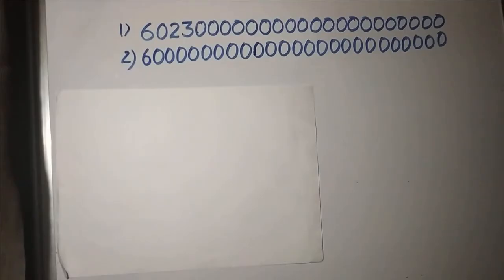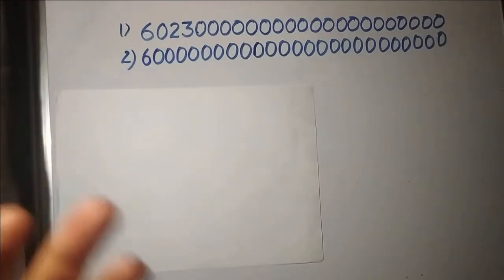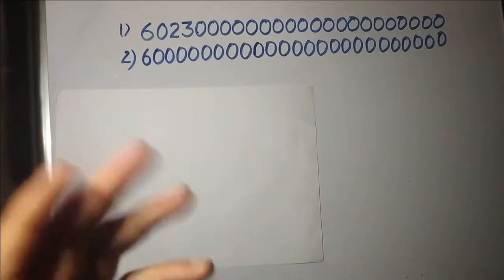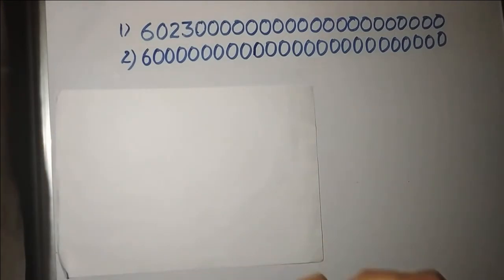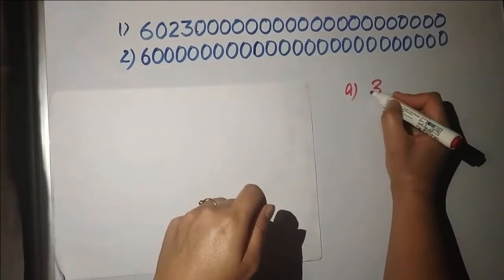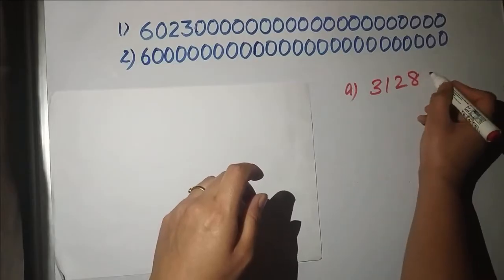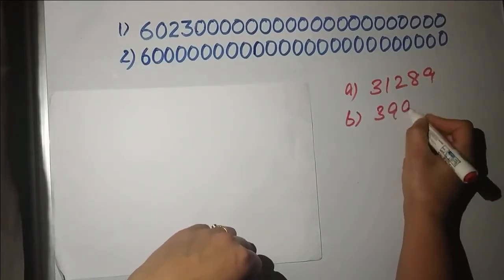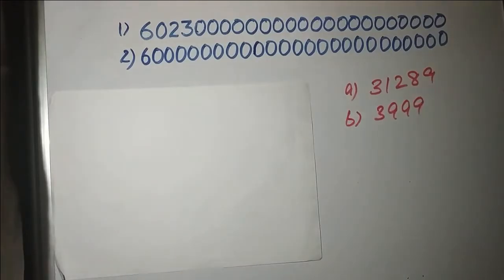Well, the layman method to compare any two numbers is just to count the number of digits. Greater the number of digits, greater is the number. For example, if you have one number as 31289 and the other number as this, which one is greater? Obviously this one, because it has 5 digits.